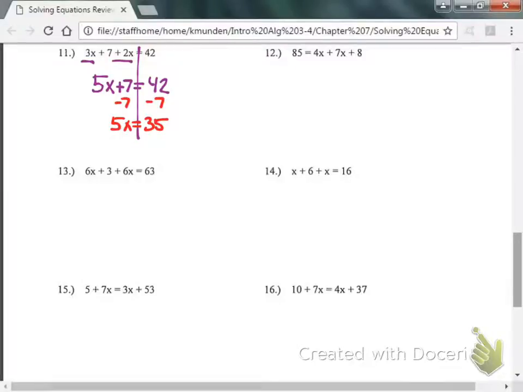And last? Divide by the 5. Good. So x equals 7. Nice work.